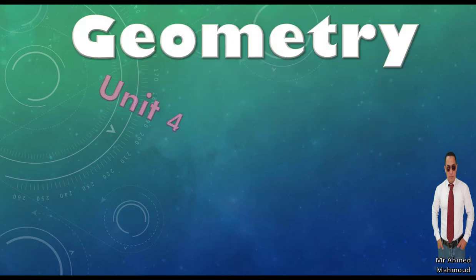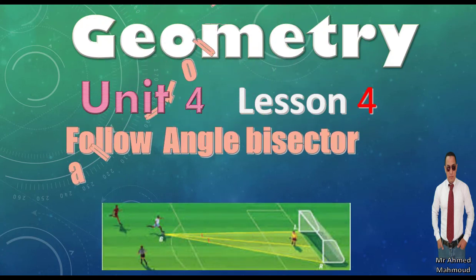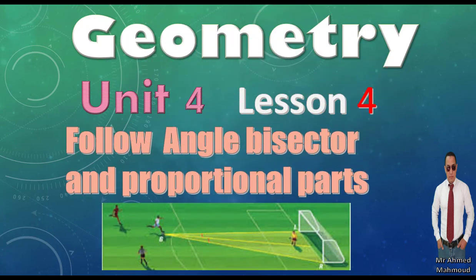Today, inshallah, we have Geometry Unit 4, Lesson 4. The lesson is called Angle Bisector and Proportional Parts. In this lesson, inshallah, we are going to study the converse of the angle bisector theorem and how we can prove that a line bisects an angle. Let's start the lesson.